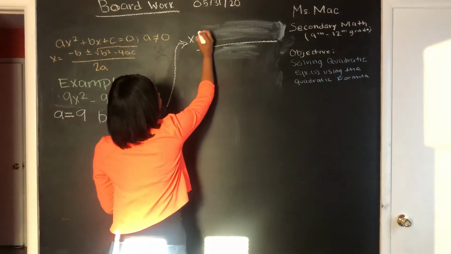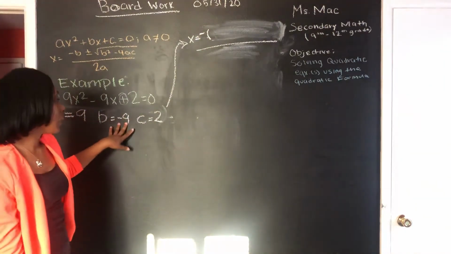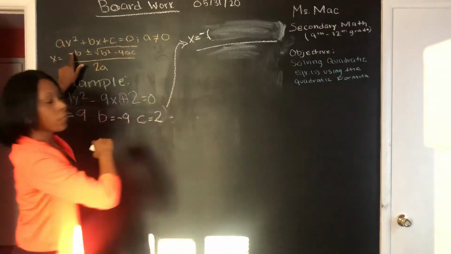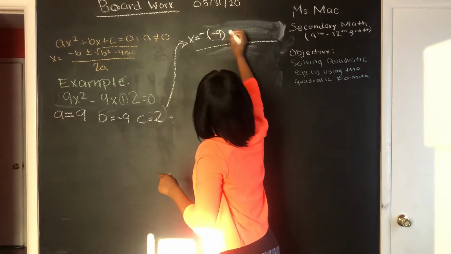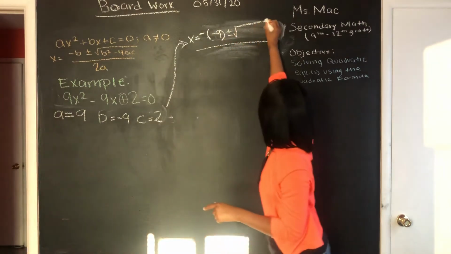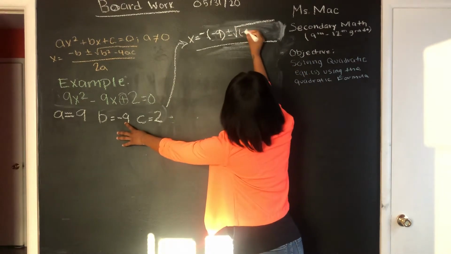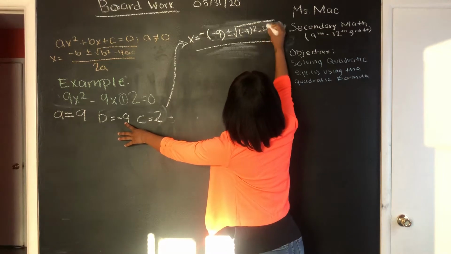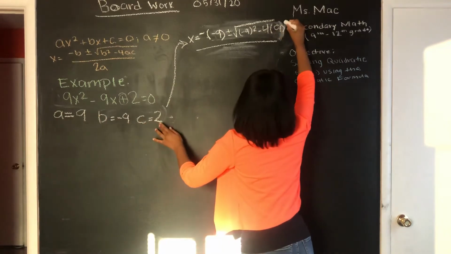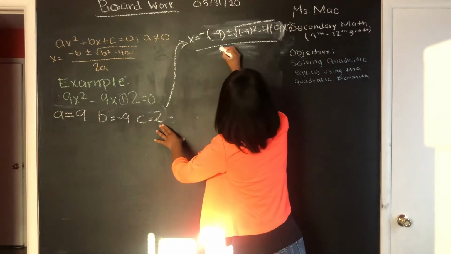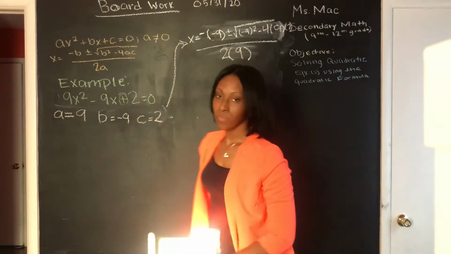So x is equal to negative b. Our b is already negative, so what we're going to do is put this in parentheses. So negative, from here, negative 9 plus or minus the square root of b squared. So again, this negative 9 squared minus 4 times a, 9, times c, 2, all over 2 times a, which is 9. Okay, we're good so far?